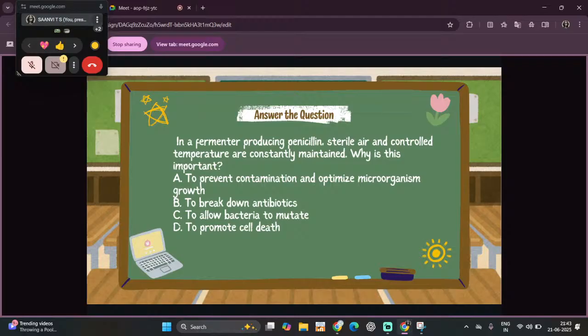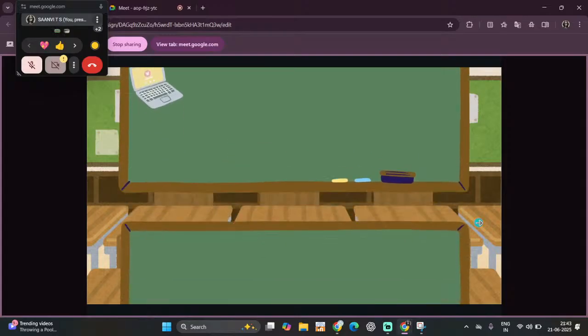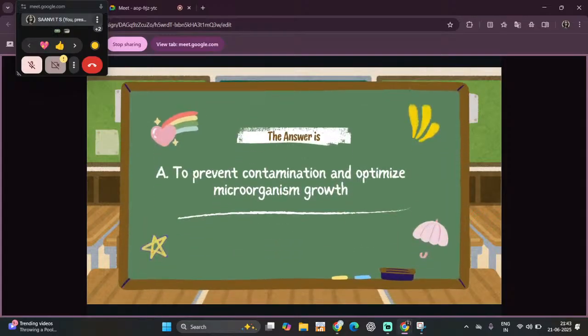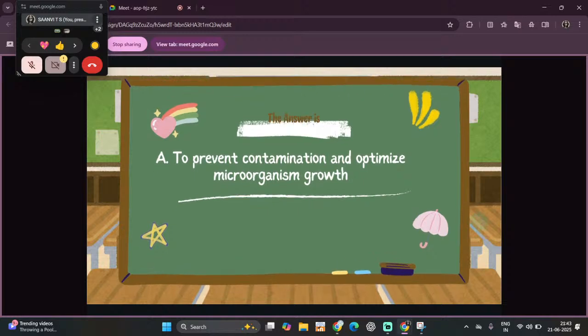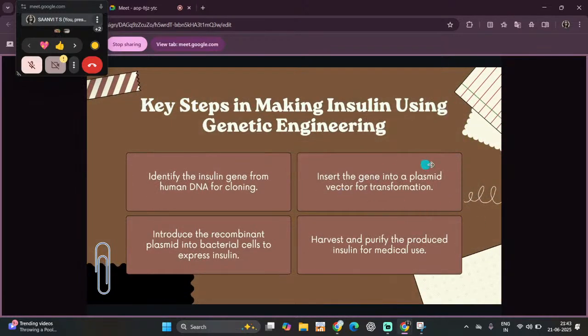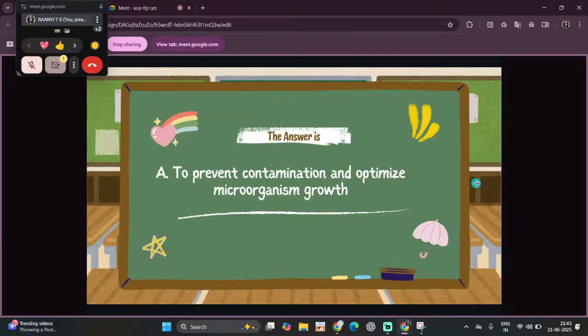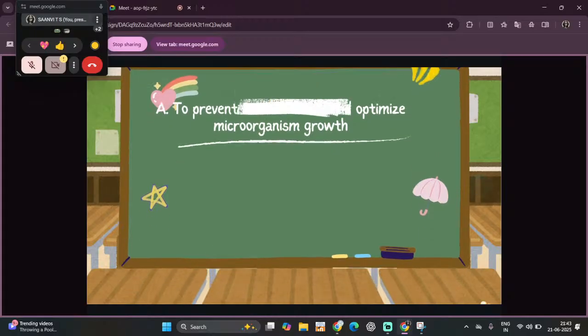Yes, I think we have a clear winner with us. So, our answer is option A, to prevent contamination and optimize microorganism growth. It is important. These conditions are very important for avoiding contamination because even a slight bit of contamination can result in disastrous results. We can move forward now.